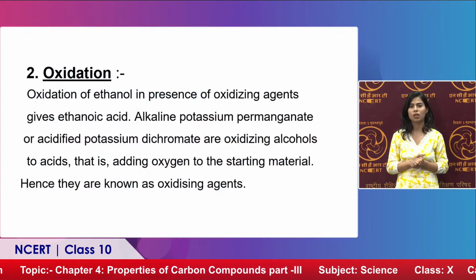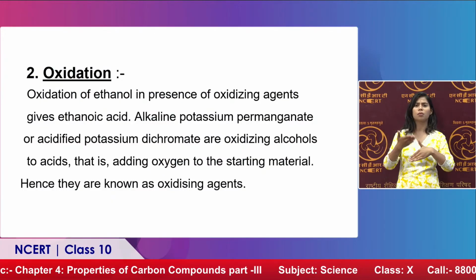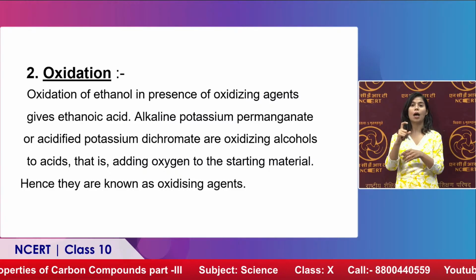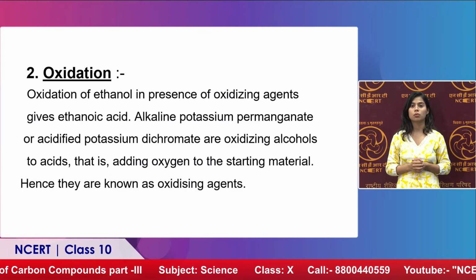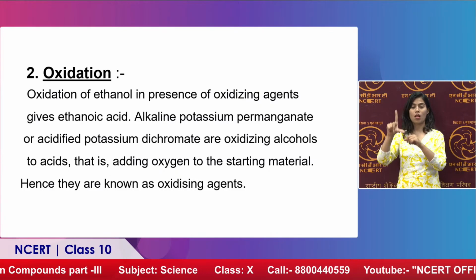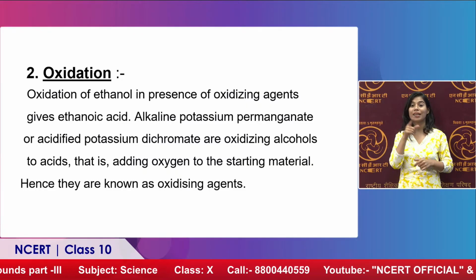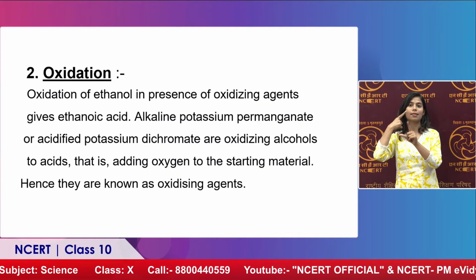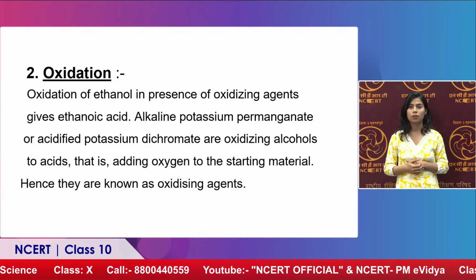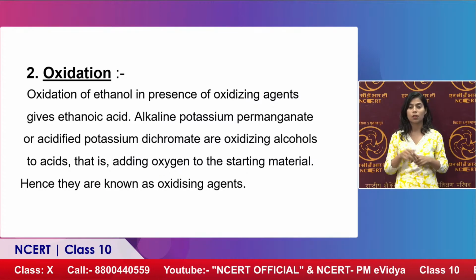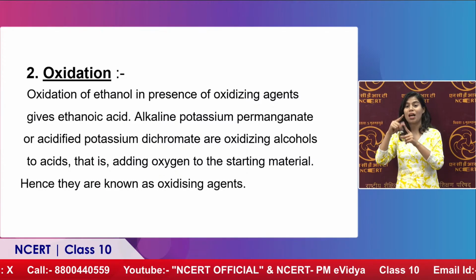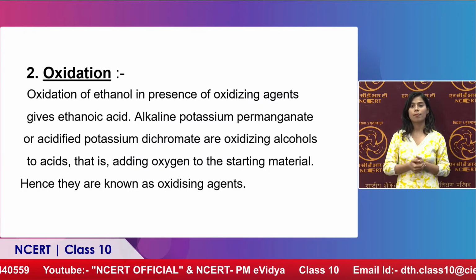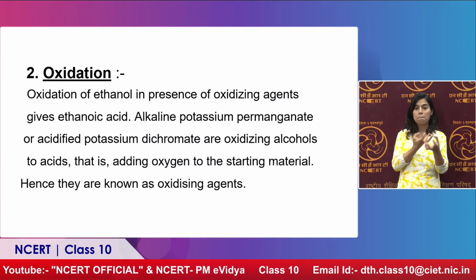So in this series, if we talk about the next important chemical property of carbon compounds, that is oxidation. Oxidation of ethanol in the presence of oxidizing agents gives ethanoic acid. Ethanoic acid is one of the acids of the carboxylic acid series. Alkaline potassium permanganate or acidified potassium dichromate oxidize alcohols to acids. That is, they add oxygen to the starting material. Hence, they are known as oxidizing agents.